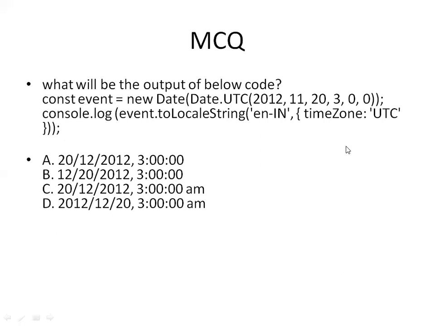Let's see the second example. What will be the output of the below code? Here we are using the date constructor. We are using the time zone, which is UTC. UTC means Coordinated Universal Time. Here we have more than one argument, so it matches the fourth constructor. The first one is the year. The second one is the month. The third one is the day. The next one is the hour. The next one is the minute. The next one is the second.